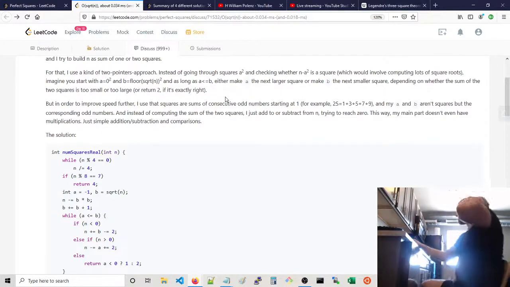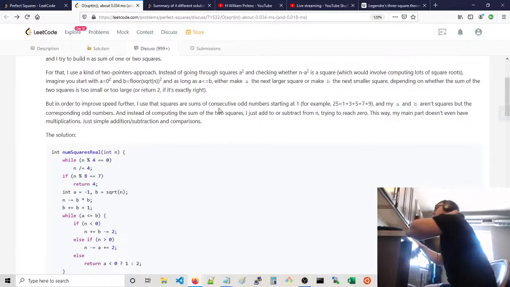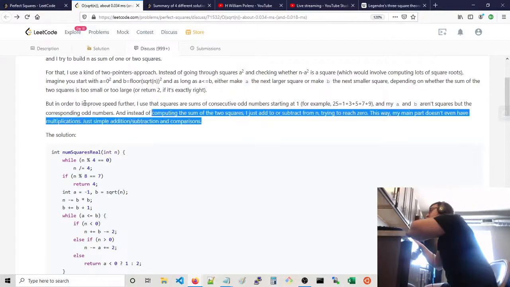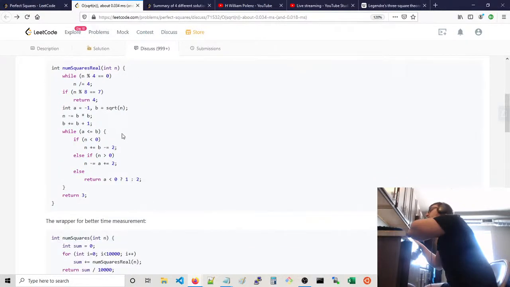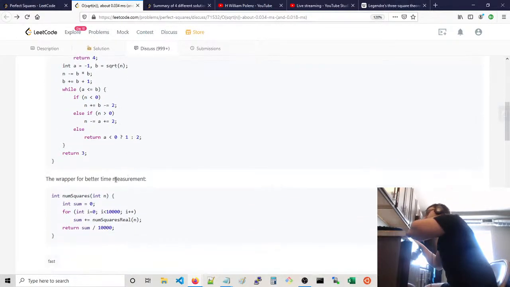I'm not really sure exactly what he did there, but in order to improve speed further, I use that squares are sums of consecutive odd numbers starting at 1. For example, 25 equals this, and a and b aren't squares, but the corresponding odd numbers. And instead of computing the sum of the 2 squares, I just add or subtract from n, trying to reach 0. This way my main part doesn't even have multiplications, just simple addition, subtraction, comparisons. Whoa! The wrapper for better time measurement.